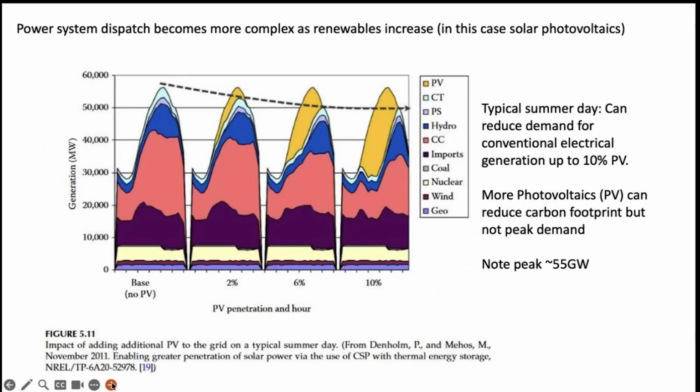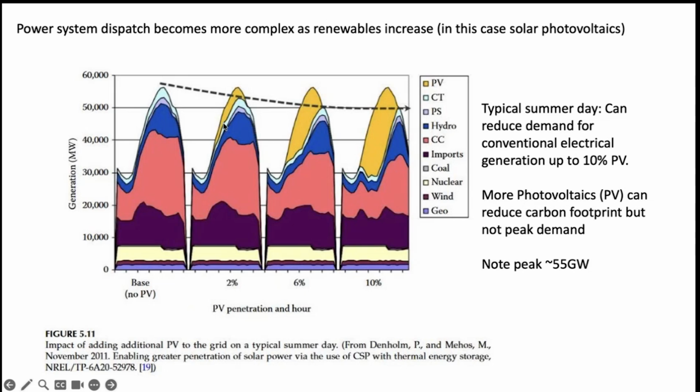All right, so the power system dispatch becomes more complex as renewables increase. And we've seen, this is a diagram from your book, but this is talking about the duck curve again. And you can see this is a typical summer day. So this is the energy mix that's going to be used with no solar photovoltaics: geothermal, wind, nuclear, coal, combined cycle gas, hydro. Looks like a California curve.